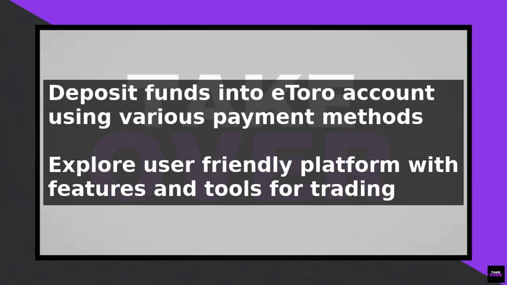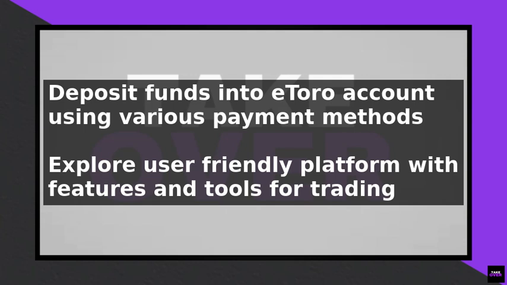The platform is user-friendly and easy to navigate, with a variety of features and tools to help you make informed trading decisions. You can browse through the different asset classes, such as stocks, cryptocurrencies, and commodities, and view their current prices and market trends. To place a trade, simply click on the asset you want to buy or sell, and then select the amount you want to invest.